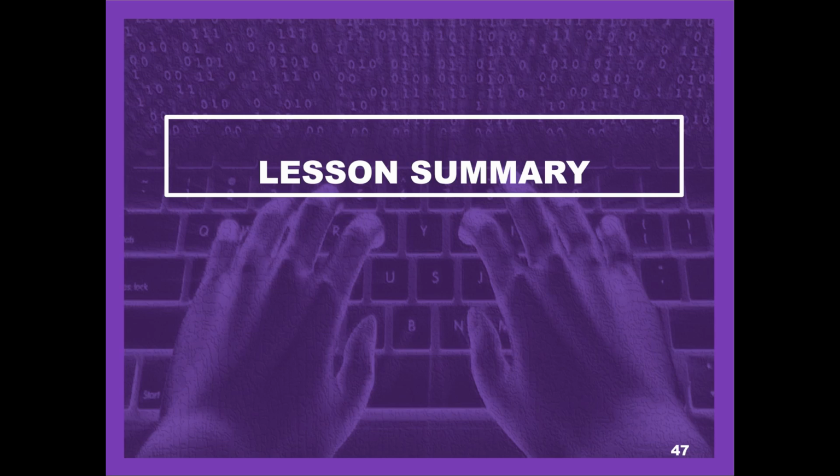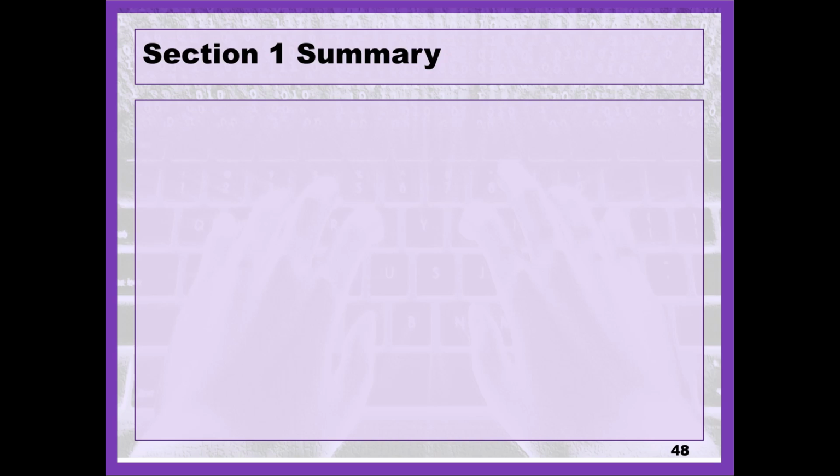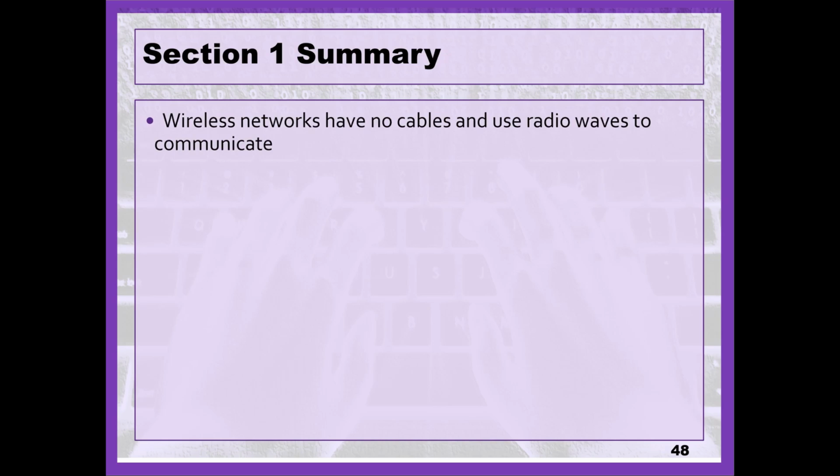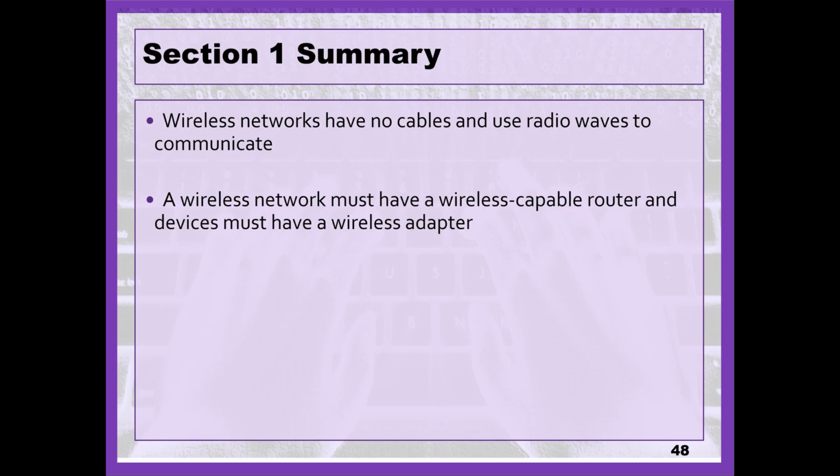So now let's review a few key points from each section. Section 1. As you can recall, wireless networks have no cables and use radio waves to communicate. Additionally, a wireless network must have a wireless capable router and devices to have a wireless adapter to connect.